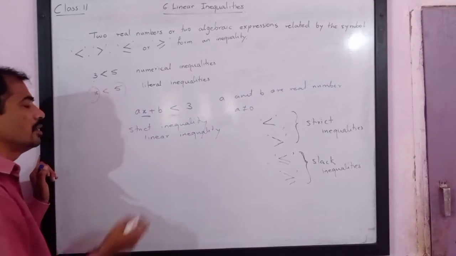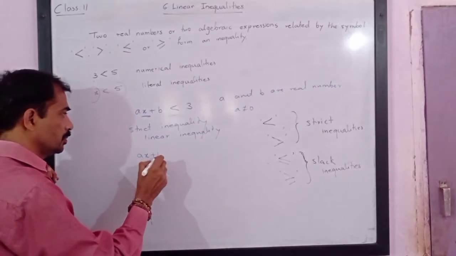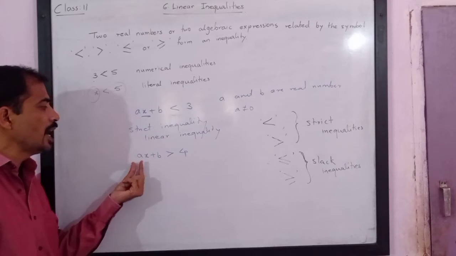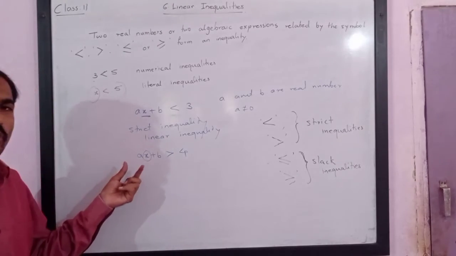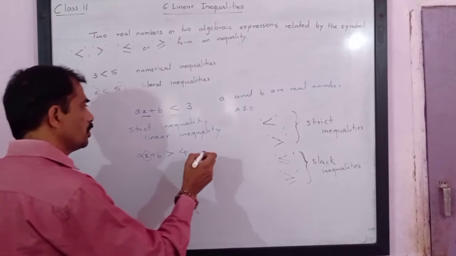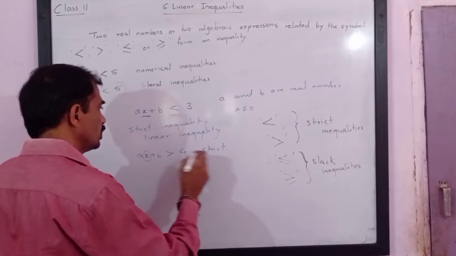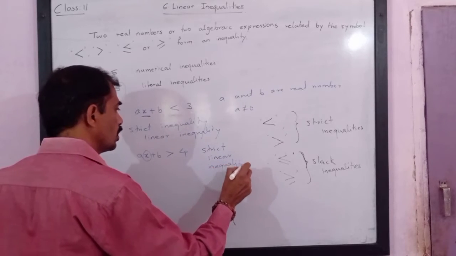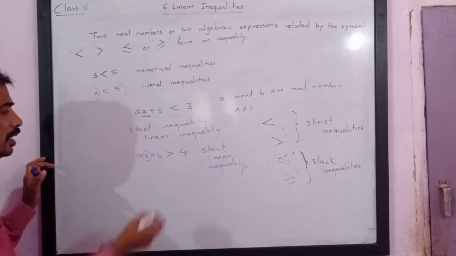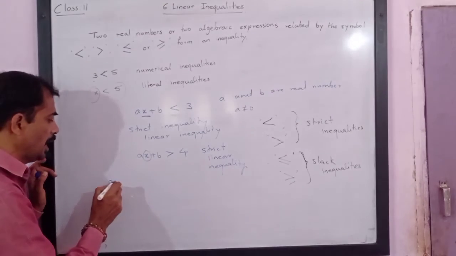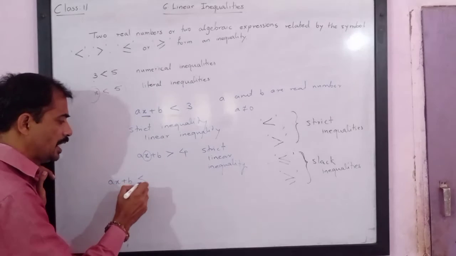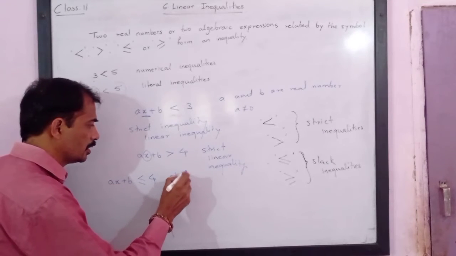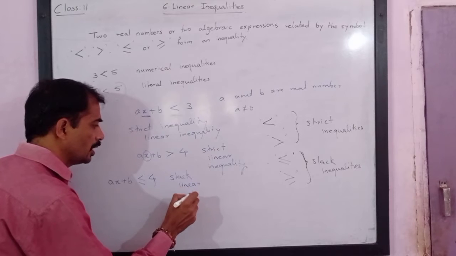Now if you take another relation, ax plus b greater than 4, then also it is a strict inequality. And please note here the power of the variable is 1, so this is again a strict linear inequality. Now let us try to understand the other inequalities. If you take ax plus b less than equal to 4, then this is a slack linear inequality.